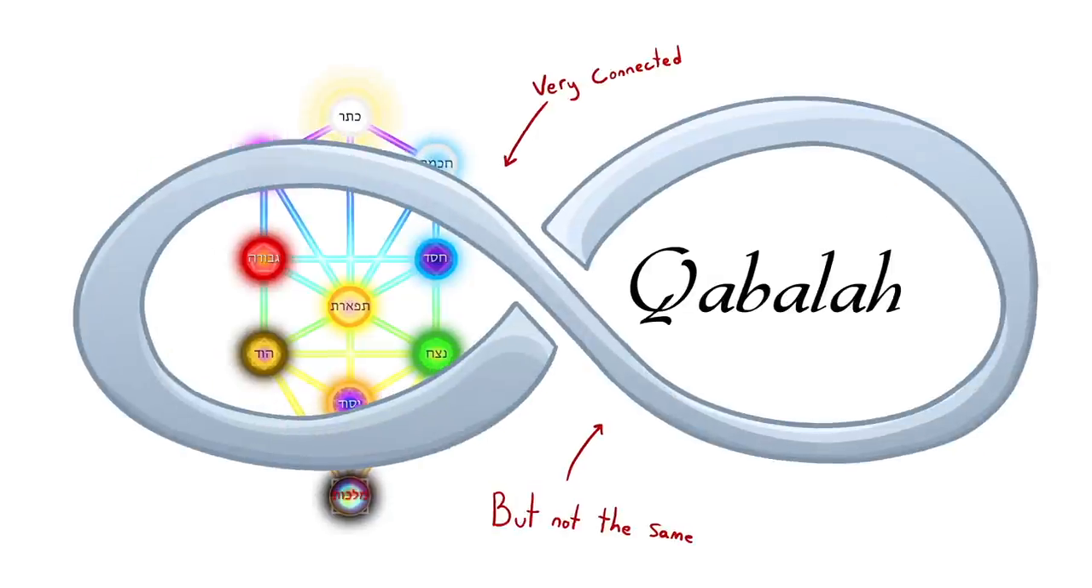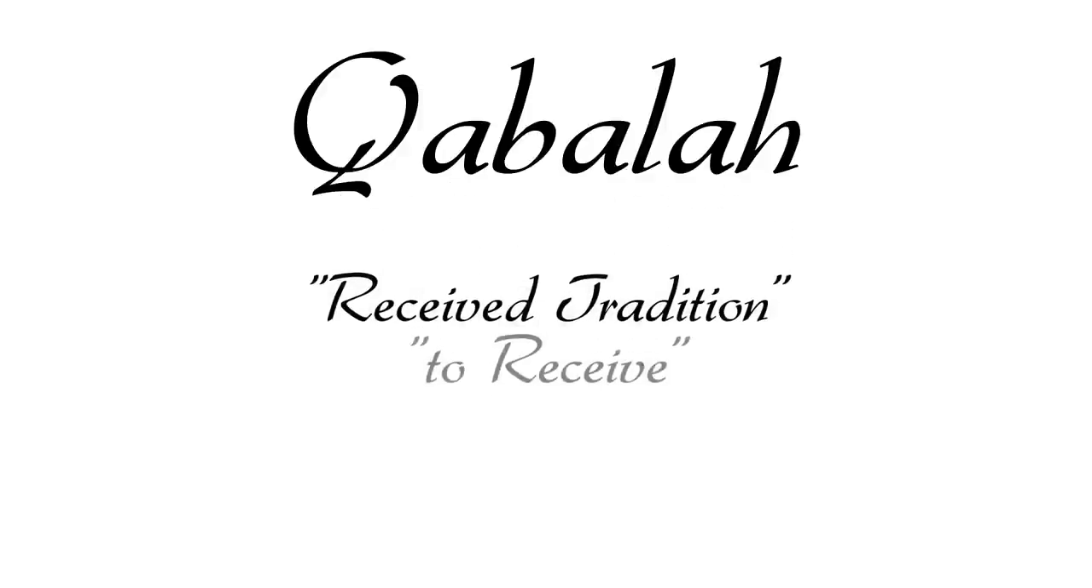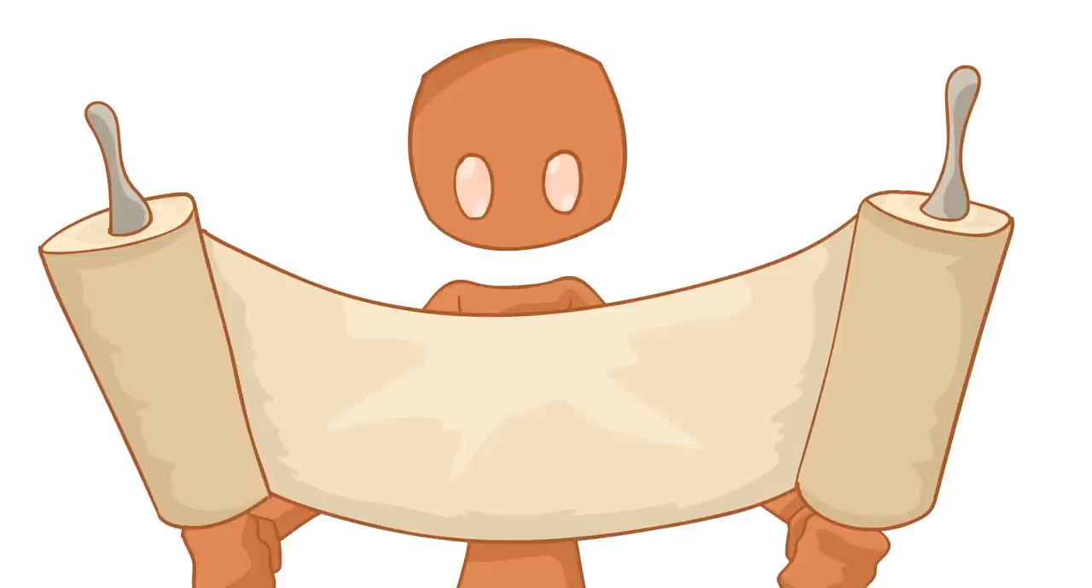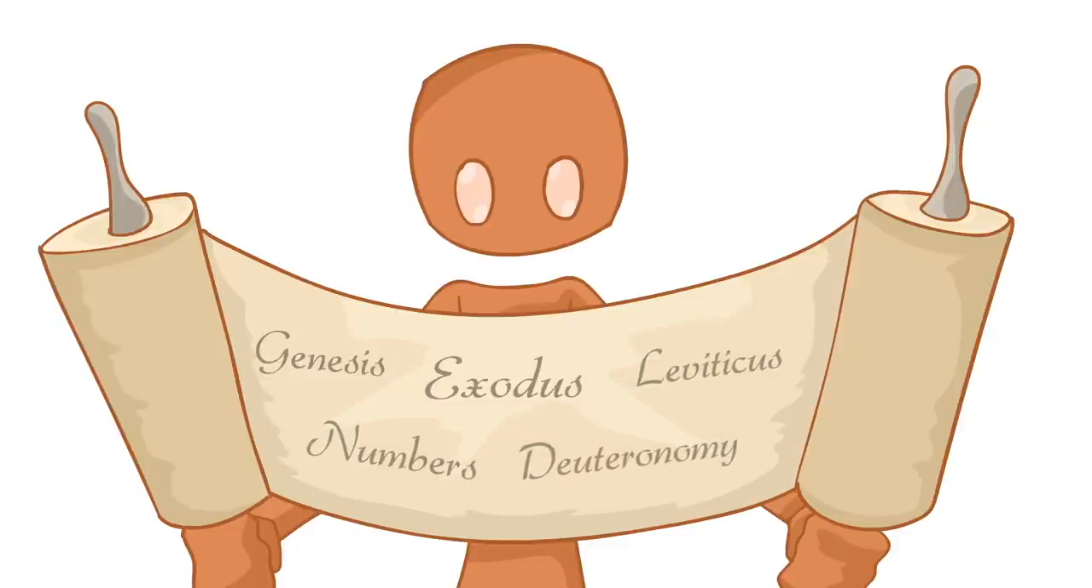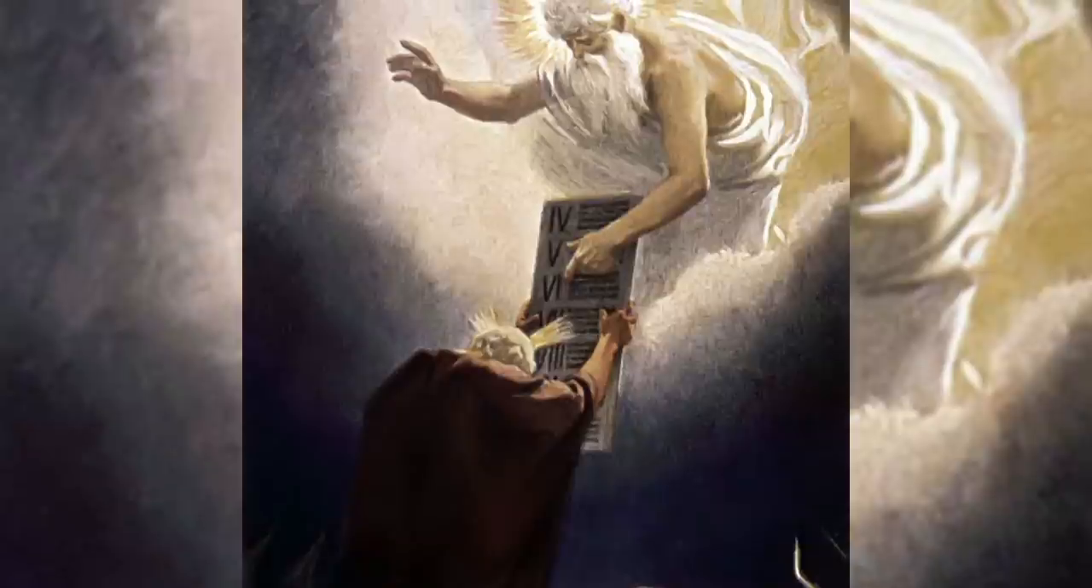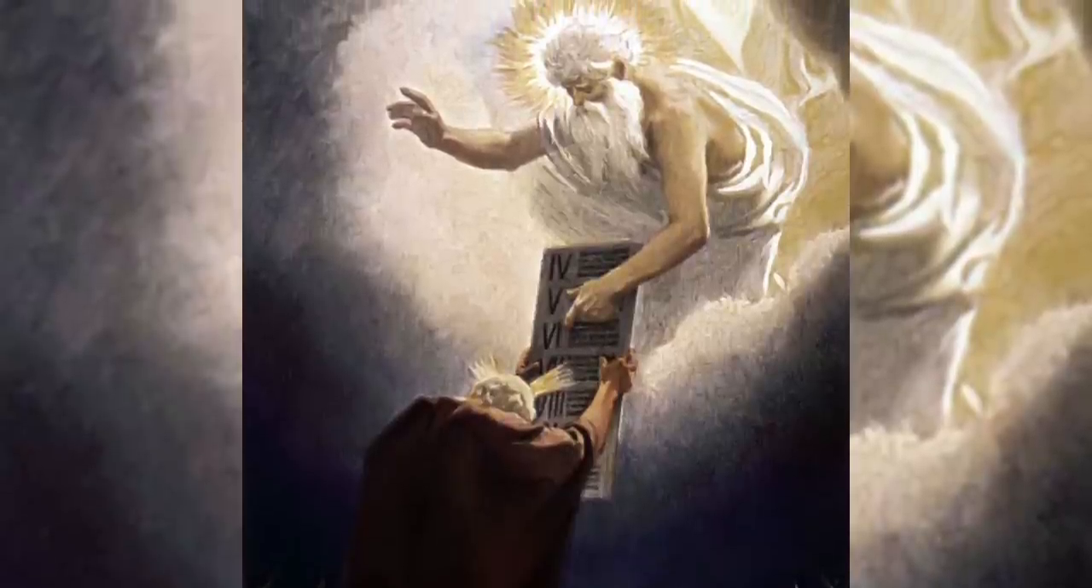You see, Qabalah is actually a word which translates to received tradition, or simply to receive, and actually is an ancient esoteric interpretation of the Torah, which is what most of us would know as the first five books of the Old Testament. These received teachings have a mysterious origin, with some claiming that they were originally received by Moses when he was up on Mount Sinai.